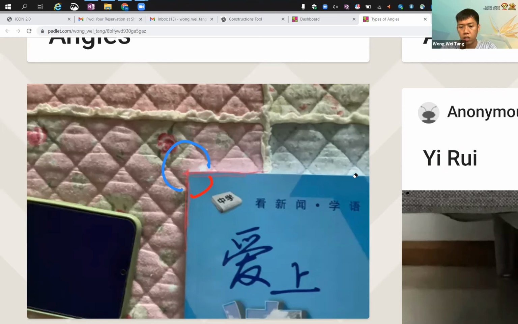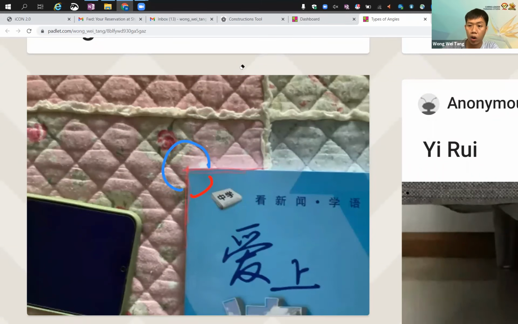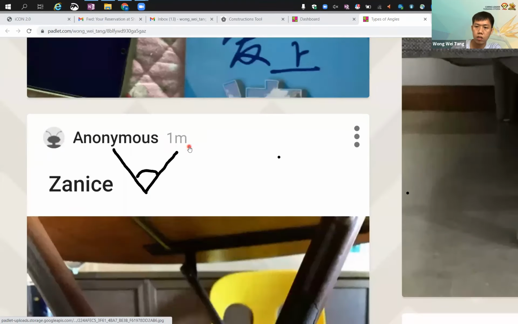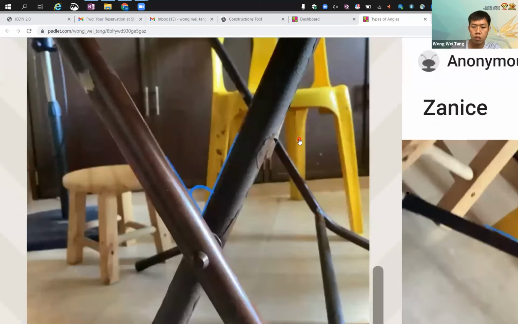So did he give a correct example of an acute angle? No, he didn't. Okay, so Yan Rui, please take note of your mistake over here, that you didn't show us any acute angle. However, I do spot an acute angle over here. Can you see over here? This is an acute angle. Okay, let's move on to the next one. Okay, Zanis identified an acute angle.